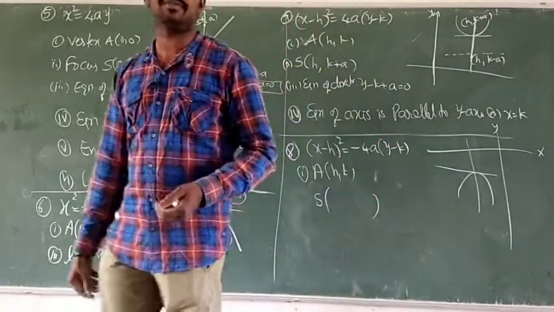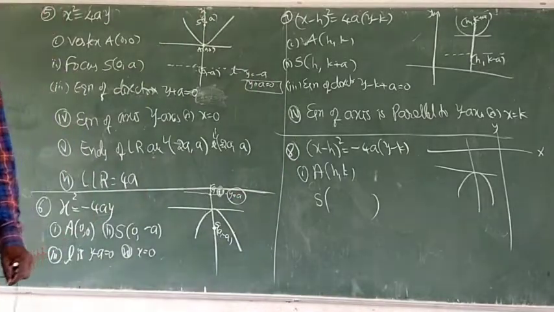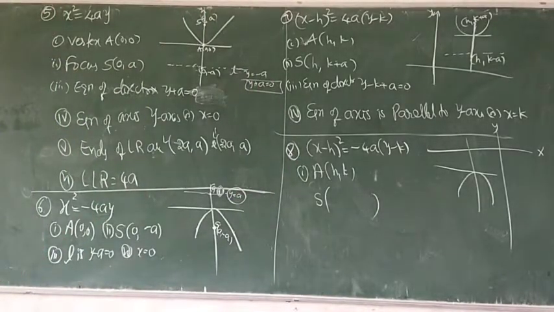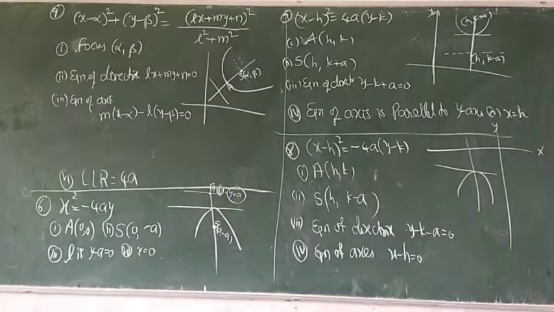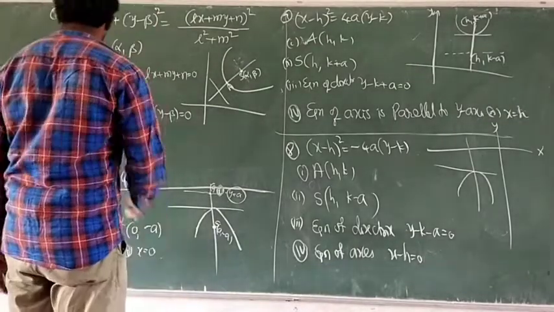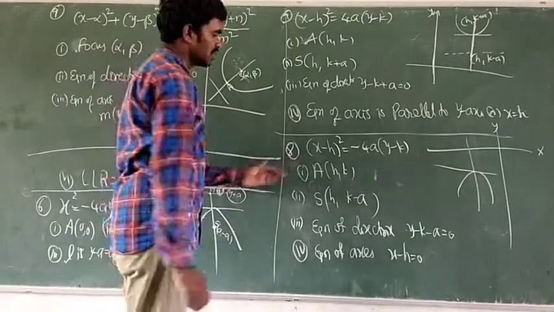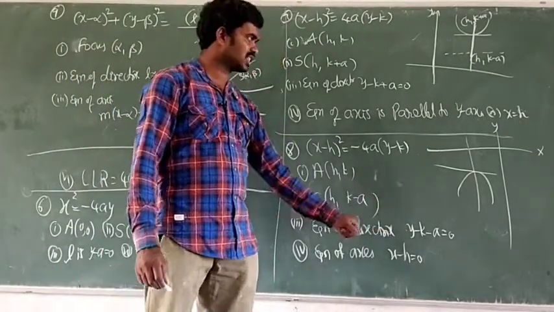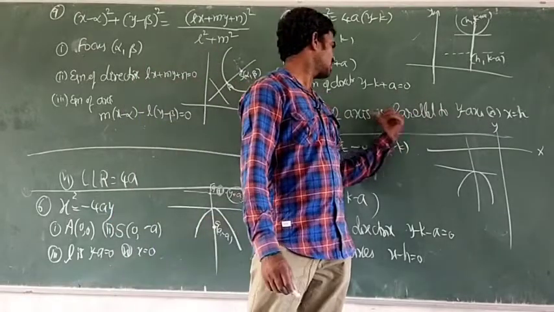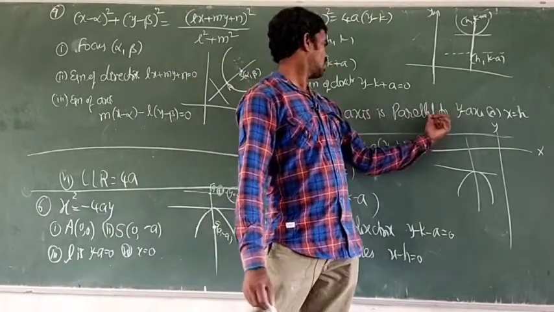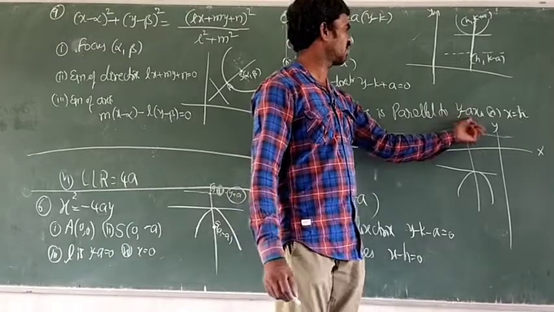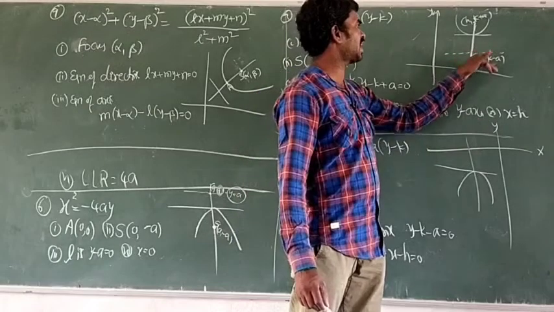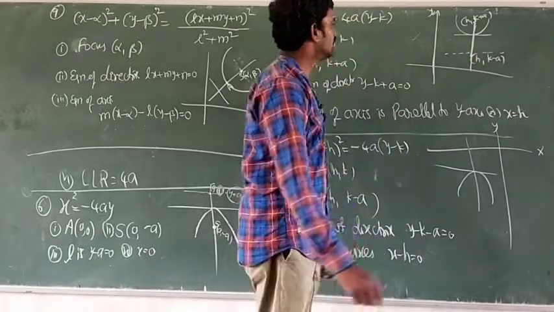So please note down. Complete basics are completed. So the 8th one: h comma k minus a, y minus k minus a, x minus... Sorry, here the equation of axis of this, parallel to the y-axis, means x is equal to h.